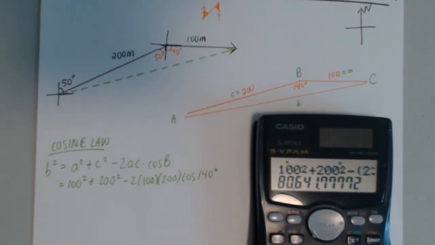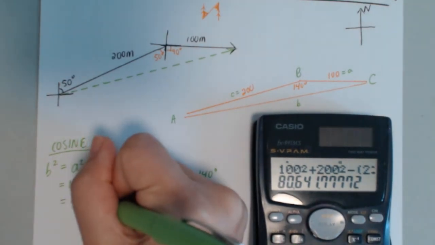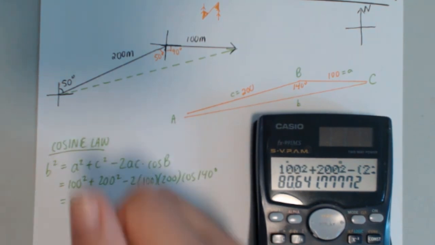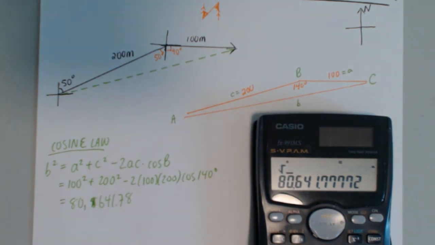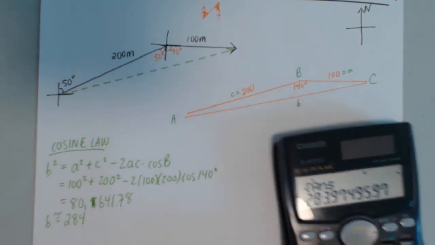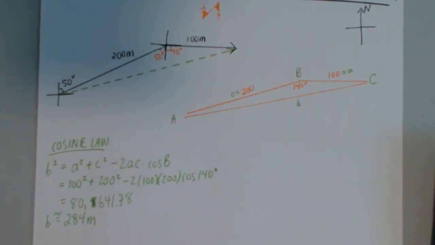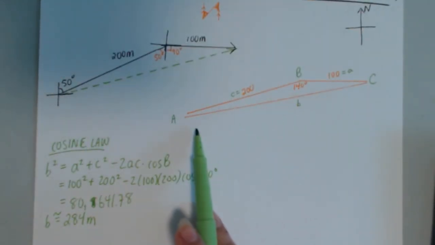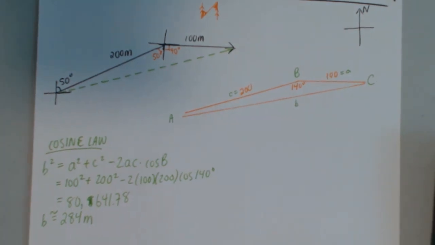Keep in mind that number is b squared, so that's 80,641.78. We take the square root of that, and so b is equal to about 284. The units for that would be meters, and remember I always say, ask yourself, does your answer make sense? Look at these two sides. I got 200 and 100. This green line, labeled b, is clearly longer than those two, so it would make sense to be 284. All right, so we know how far he is. Now we just have to find the direction.